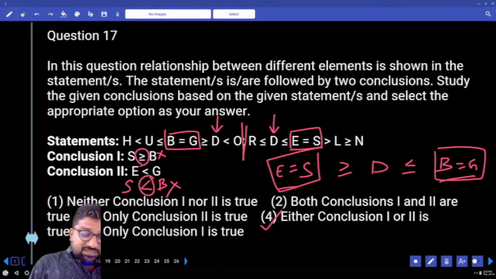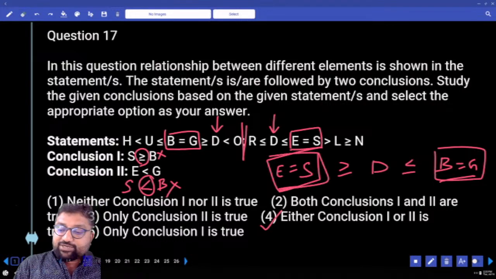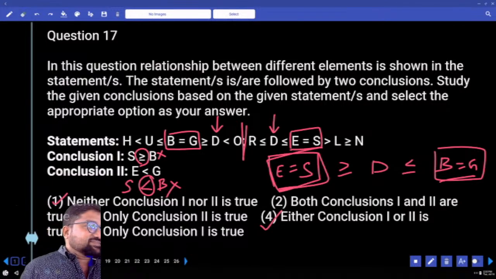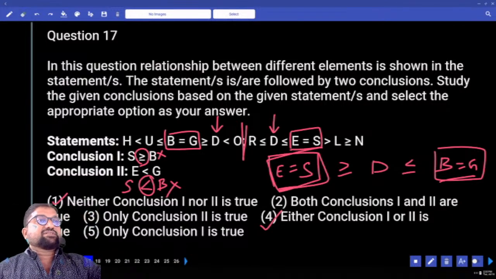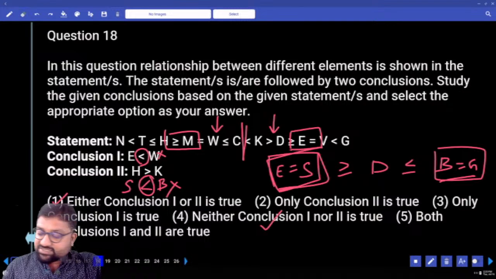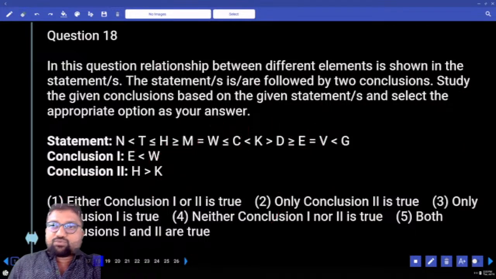Understood? This is where you have to be very careful. If you don't observe this equals to, there is a chance that you might go for neither 1 nor 2. But if you have observed, then it is either 1 or 2. And these types of questions are asked very regularly. So whenever you look at something like that, be very careful.